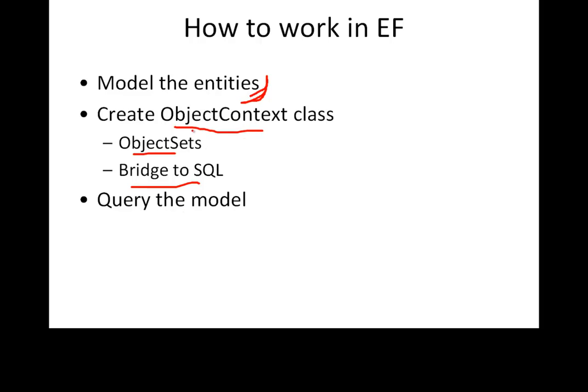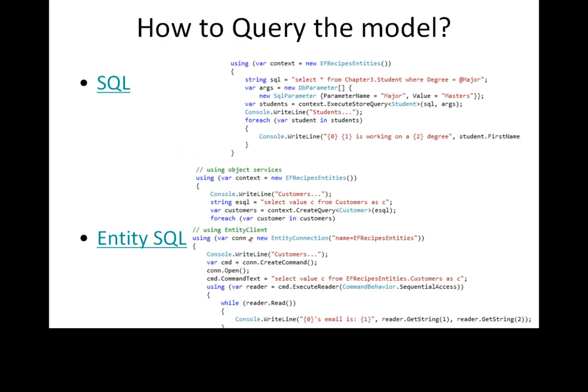And we ask the object context to give me the objects of this type, and then the object context handles all the connectivity, generation of SQL commands, execution, getting the results back, and returning the business objects. And as we said earlier, we query the business objects or query the model, not the database. Here are a few examples of how we can query the model.